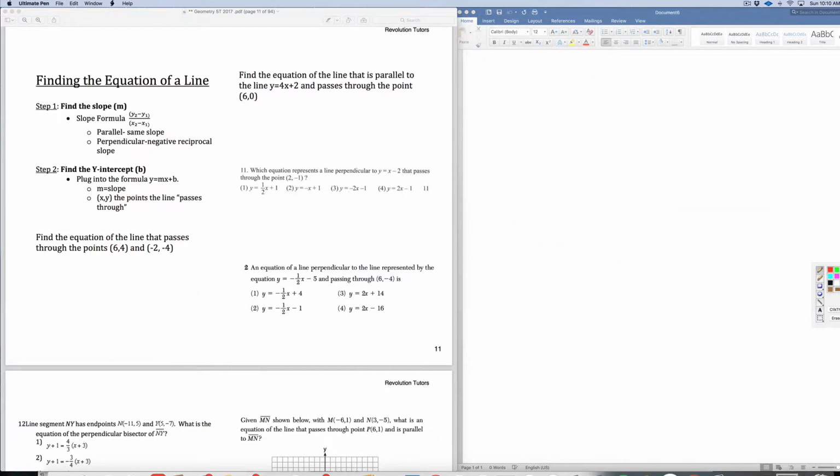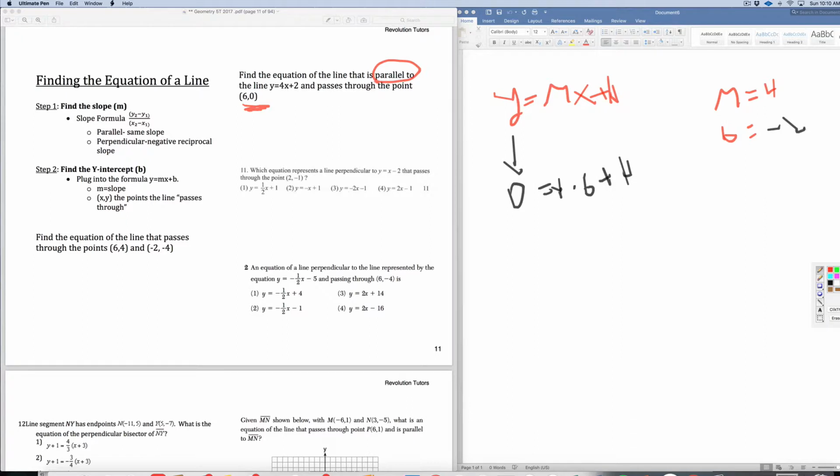How else could they ask this question? They'll give us a different line and they'll tell us our line is parallel to this line. And then they'll always give you a point on your line. So this line slope is 4. We have a slope. Now we just need to find b. So we have the equation y equals mx plus b. We plug in y is 0, 4 times 6 plus b, minus 24. b equals minus 24. Final answer, y equals 4x minus 24.